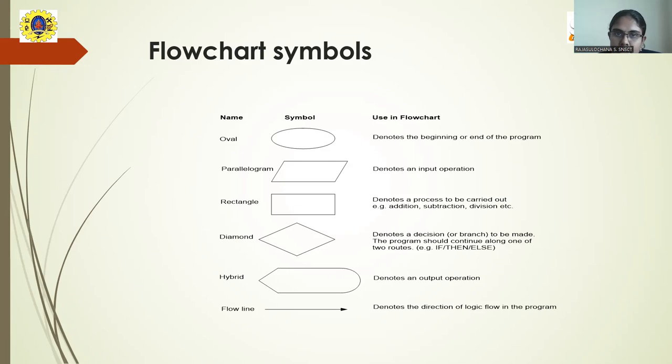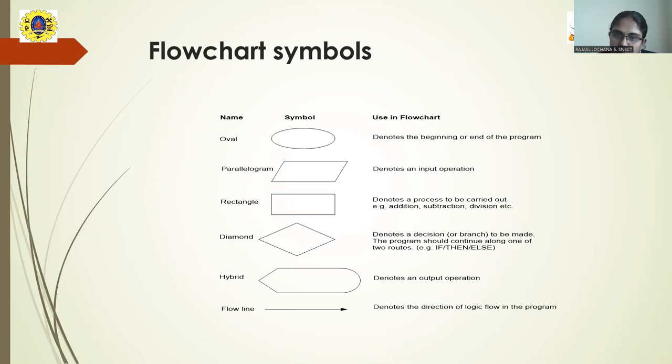Since I have said it is a pictorial representation, to draw the picture we will use several symbols, right? So, here are a few of the commonly used symbols. The flowchart is not confined only to the symbols displayed in this slide. We will use several other symbols also, but these 6 symbols are considered the commonly used symbols for creating a flowchart. So, the oval shape denotes the beginning or end of the program, start or end of the program. The parallelogram represents the input and the output operation.